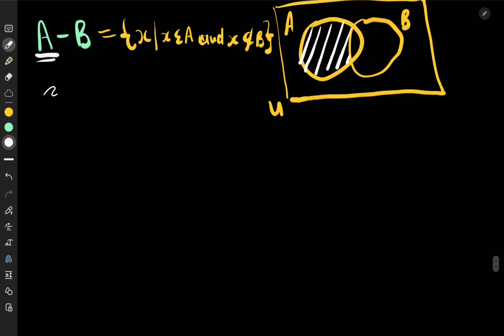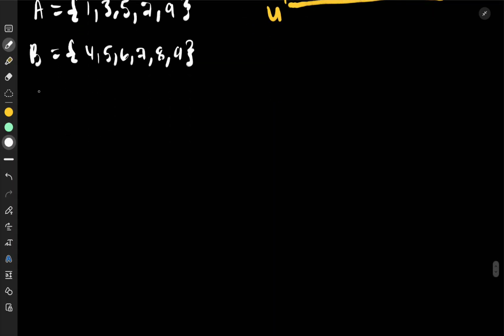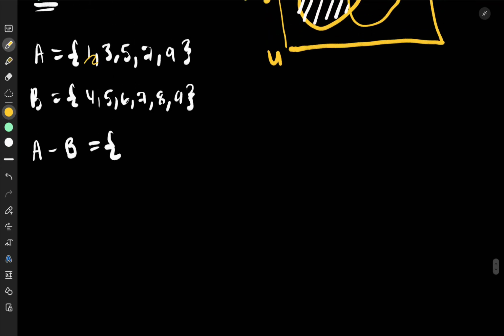And how we would get it is if we just have the sets, let's say A is 1, 3, 5, 7, 9, and then set B is 4, 5, 6, 7, 8, and 9. Now, if we were to say, what is the set A minus B? So A minus B, here's what we do. It means we are looking in A, but we are removing the things that will be in B also. So we start from A.